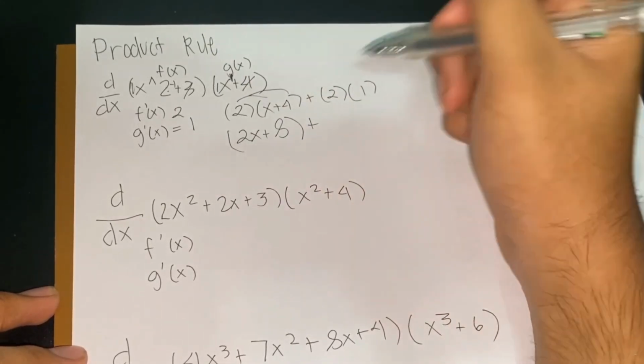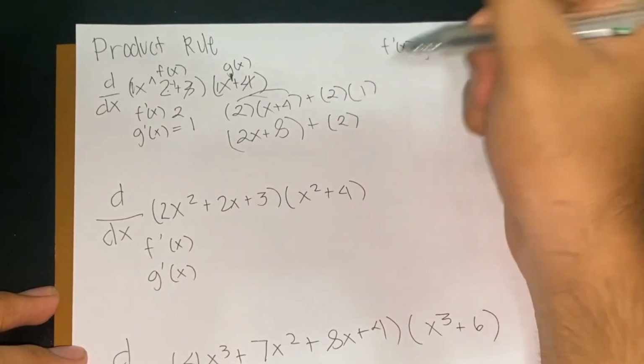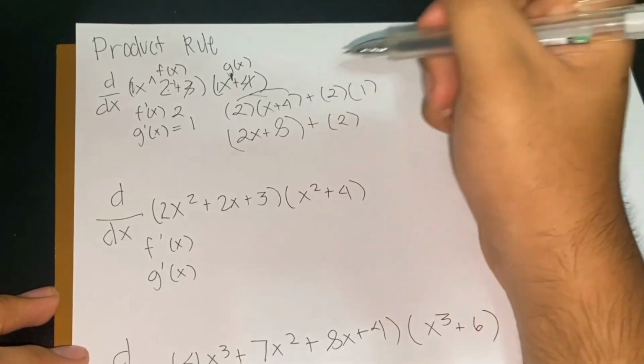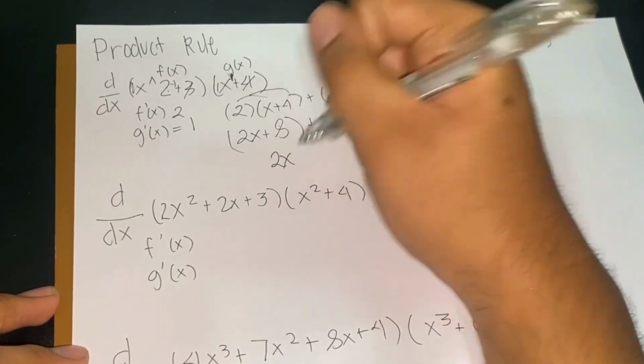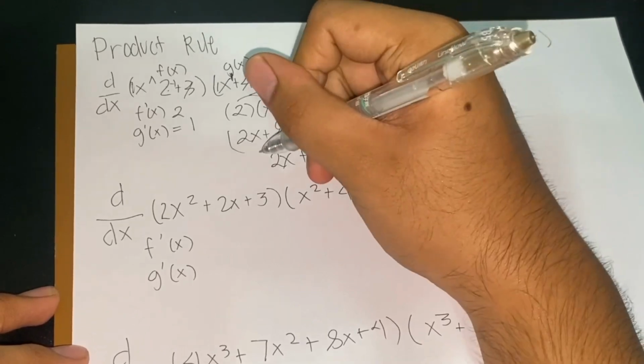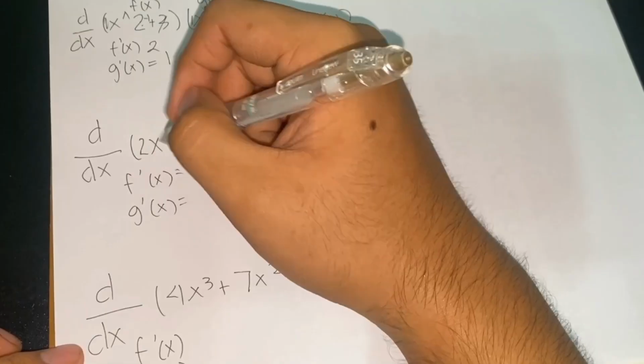Plus 2 times 1 is equal to 2. So let's add 8 plus 2. So that would be 2x plus 10. That is our final answer.